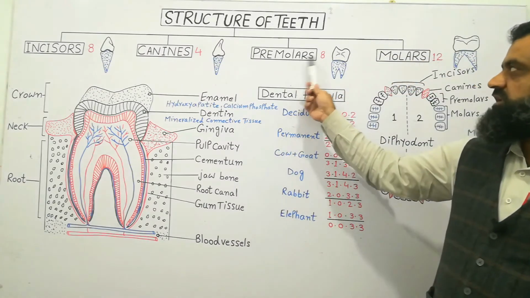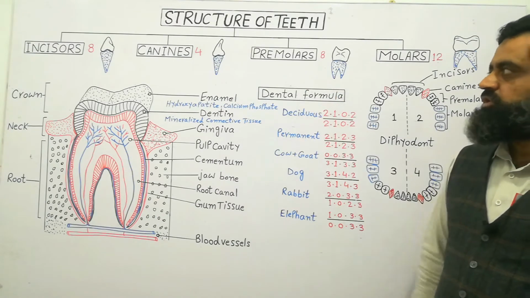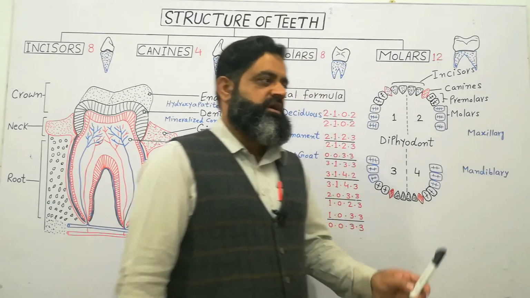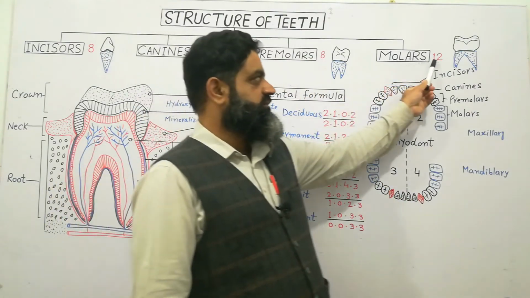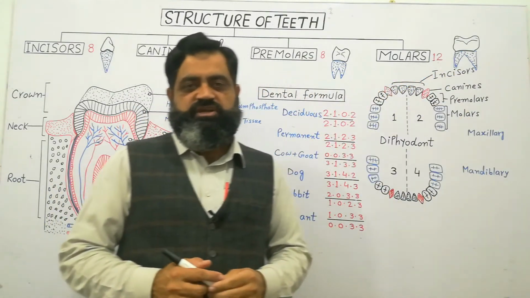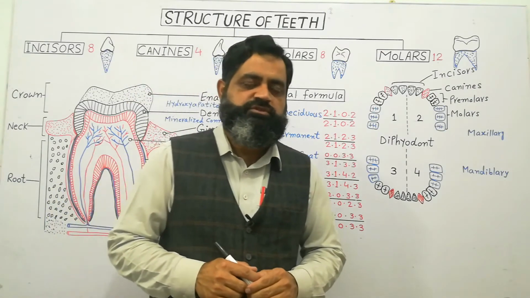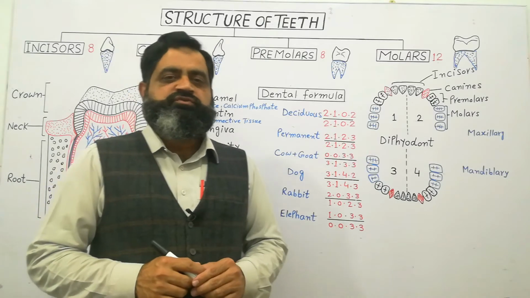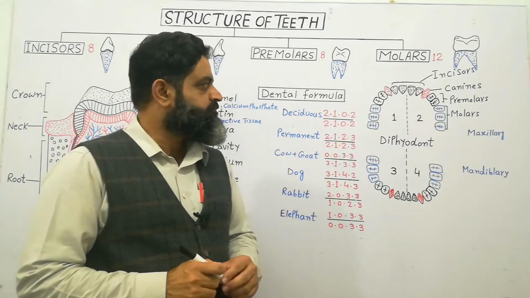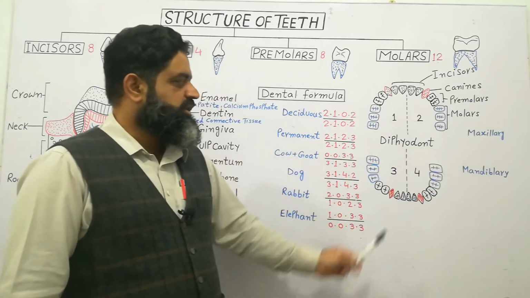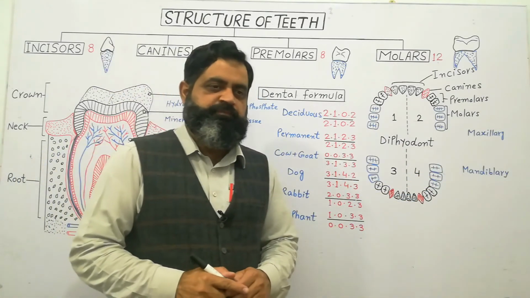The third type of teeth are flatter, which are known as premolars. These are 8 in number in humans, and there are also molars which are 12 in number. These are larger and flatter teeth which are mostly present in herbivores, and they are usually used for grinding purposes. Now this diagram shows the arrangement of teeth in the human body and other animals.